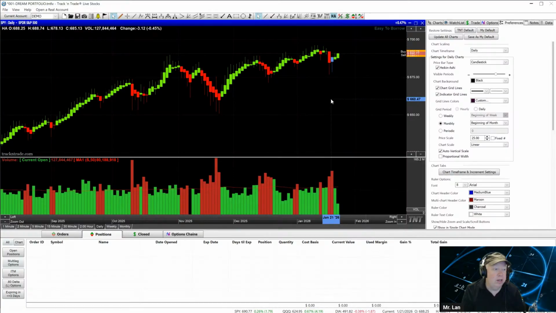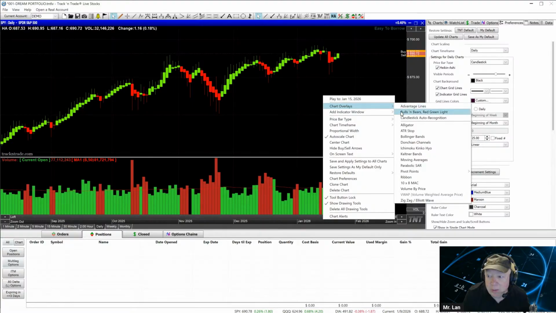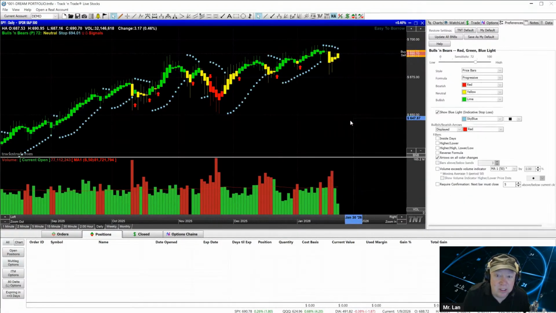Now I'm going to show you another little secret code. Let's come in here and I'm going to show you another little tool that I really love. It's called the Bulls and Bears chart overlay. Now the Bulls and Bears is a special indicator that's designed to try and help us count the waves of the market and to also give us a neutral zone.